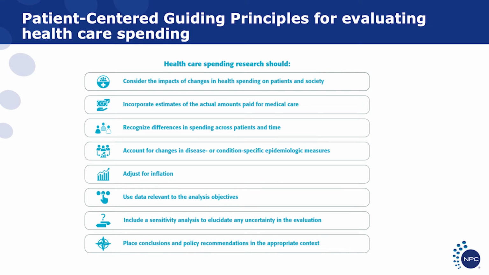So what's actually included in these principles? Let me begin with the patient-centered guiding principles for evaluating health spending. There are a total of 8 principles here. And in a nutshell, you could characterize them as good research practices with a patient focus. The guiding principles here fall roughly into 3 buckets. The first bucket really is patient centricity in terms of analyzing the impacts of recommendations for patients and society. The second bucket, and the largest bucket, really focuses on research methods and includes things such as the use of appropriate data, epidemiologic adjustments, and sensitivity analysis. The final group focuses on placing conclusions and recommendations into the appropriate context.